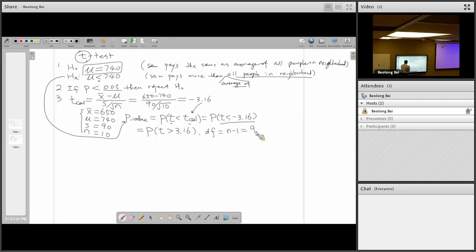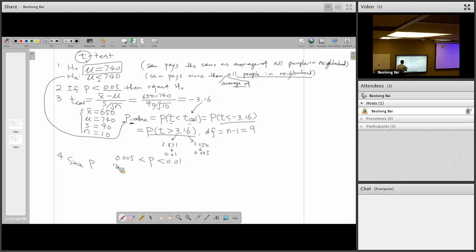Check for 3.16. That will be between 2.821 and 3.250. The corresponding probability of each of the neighbors is 0.01 and 0.005, right? So we can say that the p-value we're looking for is the same as this probability. It will be between 0.005 and 0.01. Okay? So step 3 is done. We found the p-value. Now we go to step 4.